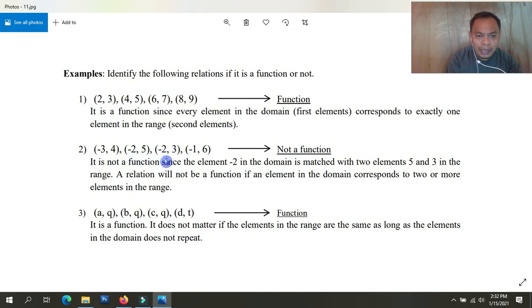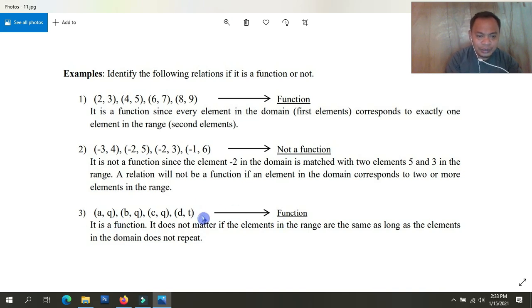So, dapat yung domain ay hindi po magpabalik-balik. Okay? Hindi po sa magdoble. Okay? A relation will not be a function if the element in the domain corresponds to 2 or more elements in the range. Okay? So, dapat isang domain saka isang range.